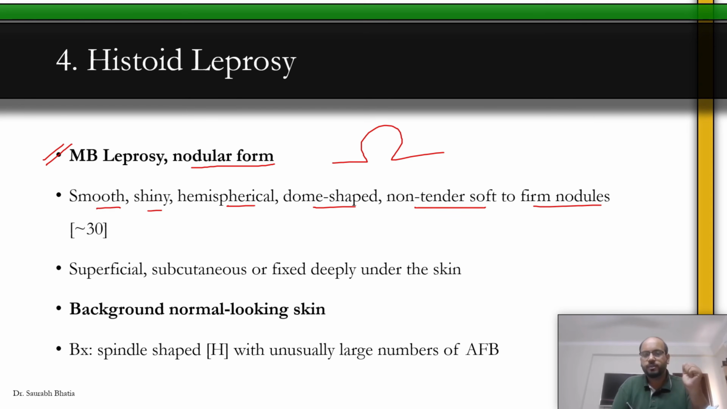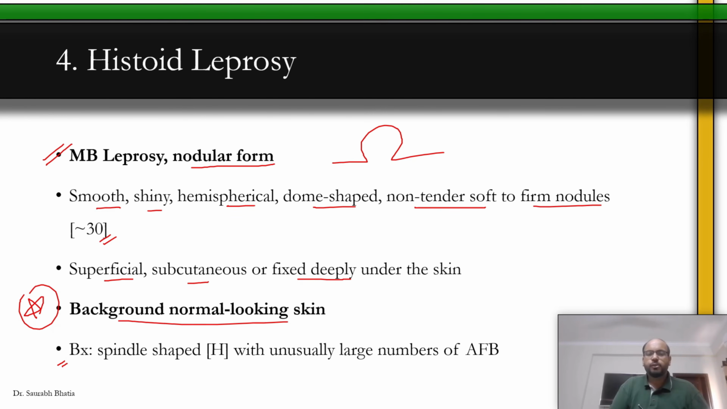You have nodules, okay? Roughly about 30. I think about 6 to 50 lesions have been described, but mostly it's around 30 lesions over the body. The nodules can be superficial, subcutaneous, or fixed deeply under the skin. But remember, the most important aspect is the background normal looking skin.